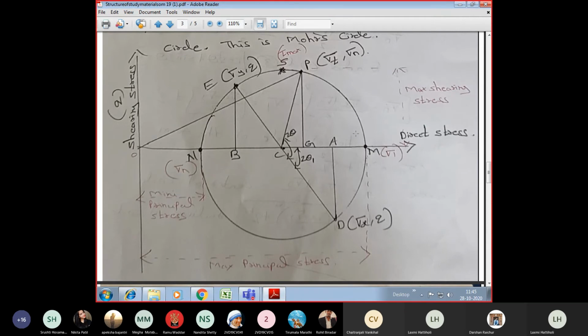That also you need to remember, right? And another very important point here is the point M in a circle. The point M in a circle indicates, that is why I have clearly shown the dotted lines, the point M in a circle is maximum stress.